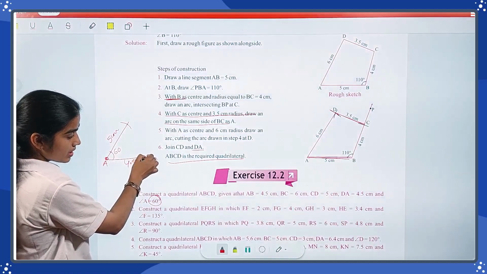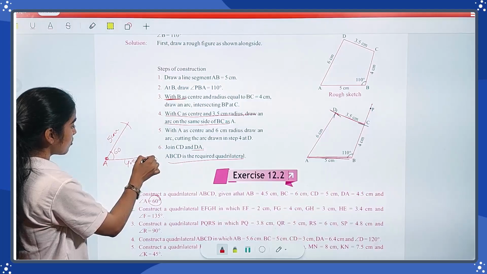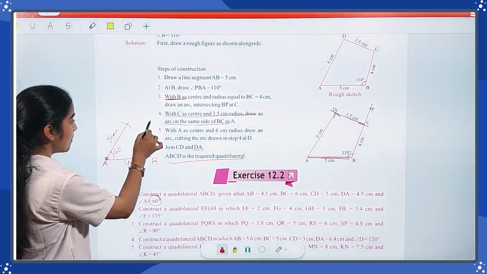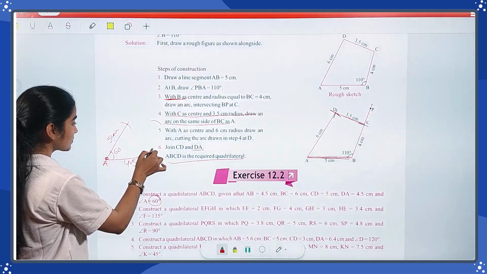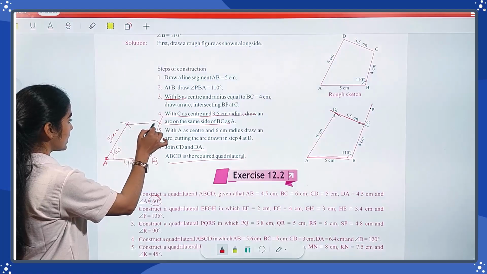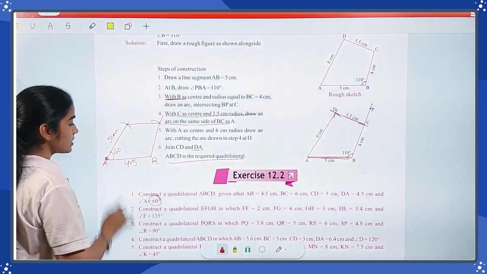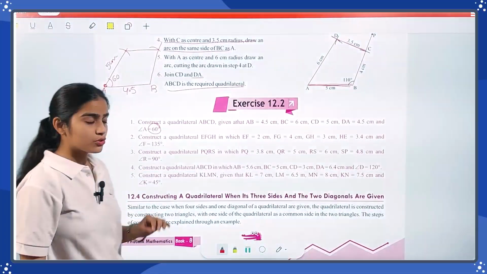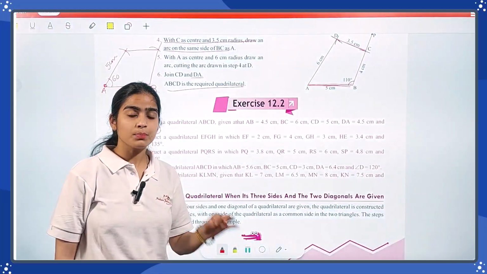The same process you have to do for BC, 6 centimeter. So take your center as B, open your compass till 6 centimeter, mark an arc and connect this. Now what you have to do, you just have to connect these points together and this is your required quadrilateral. And for the rest of the questions you have to repeat the same process.